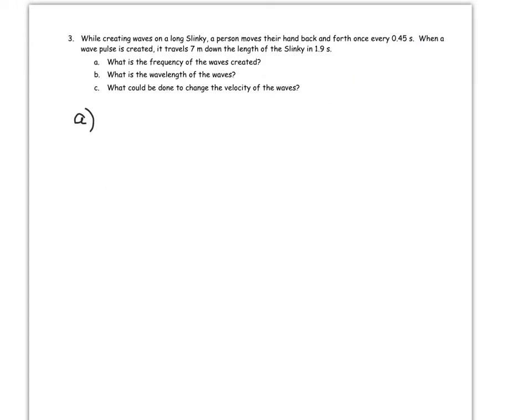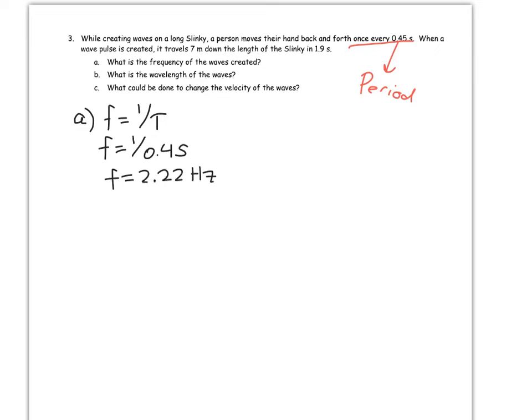All right, moving on to this next one, we're creating waves on a slinky, and so in order to do that, a person is moving their hand back and forth every 0.45 seconds, and that means that that time there is our period, how long between the creation of waves. And so we first want to find the frequency. Frequency we know is just 1 divided by the period, so that frequency is going to be 1 divided by that 0.45, which gives us a frequency of 2.22 hertz.